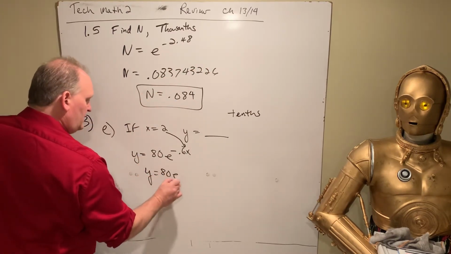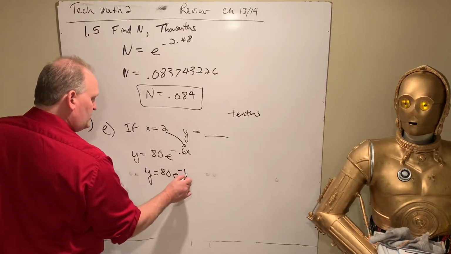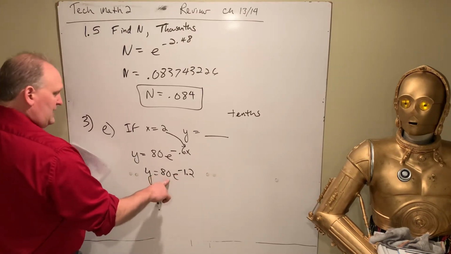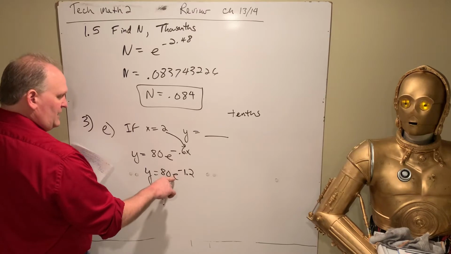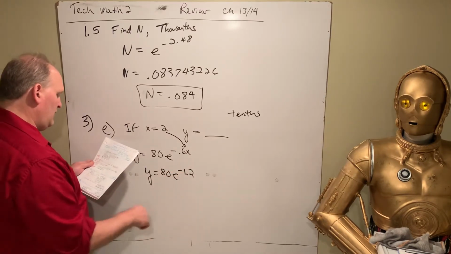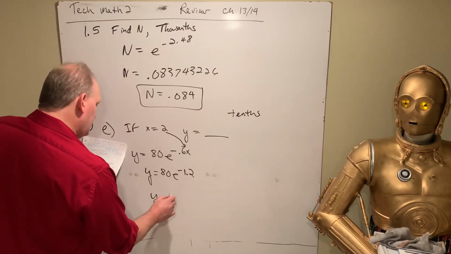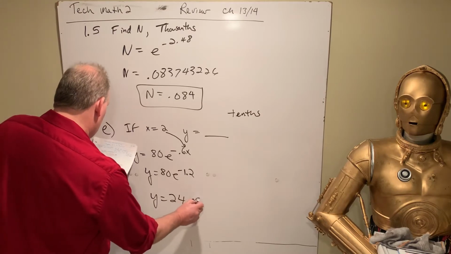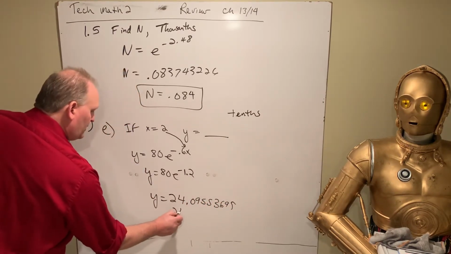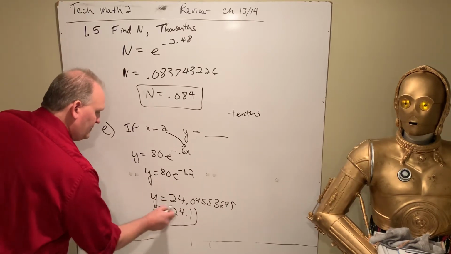So negative 0.6 times 2 is negative 1.2. And sub that in, 80 times second ln, that'll be e to the, and then put in negative 1.2 and then hit enter. You can do that all in your calculator, all in one shot. That is 24.0955365, and so 24.1 is the answer for that one.